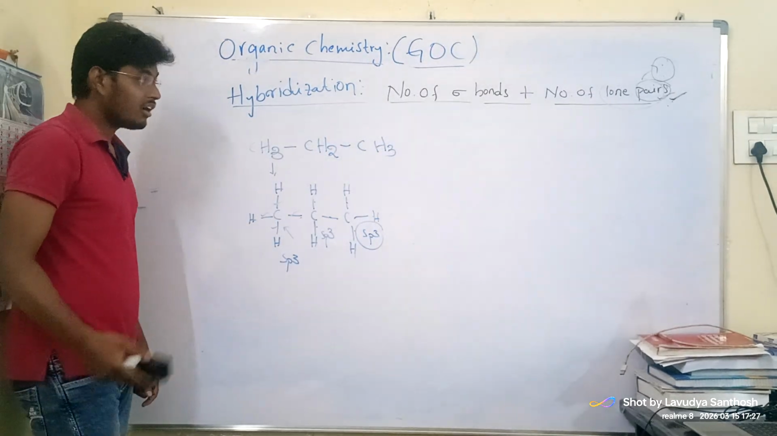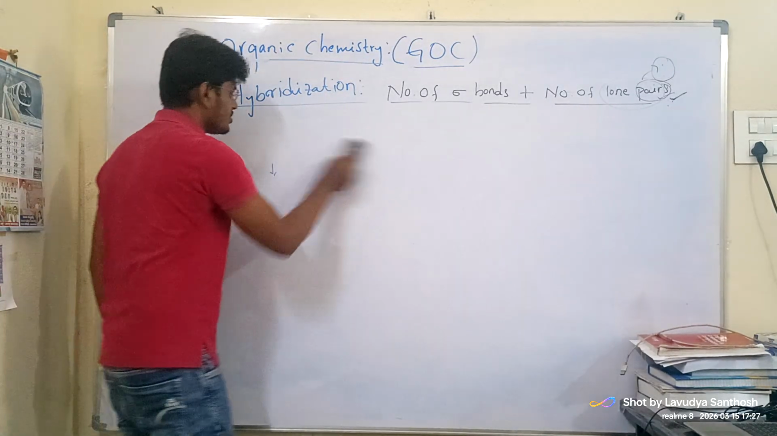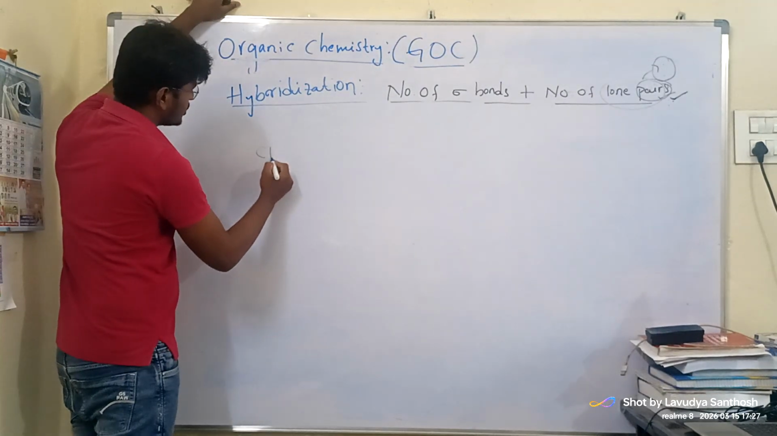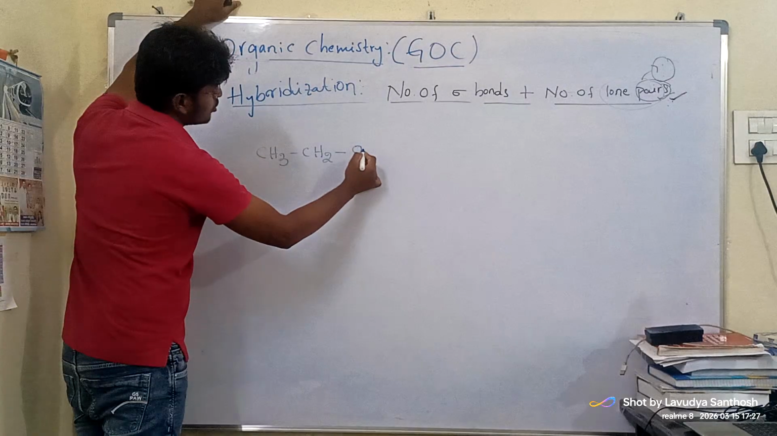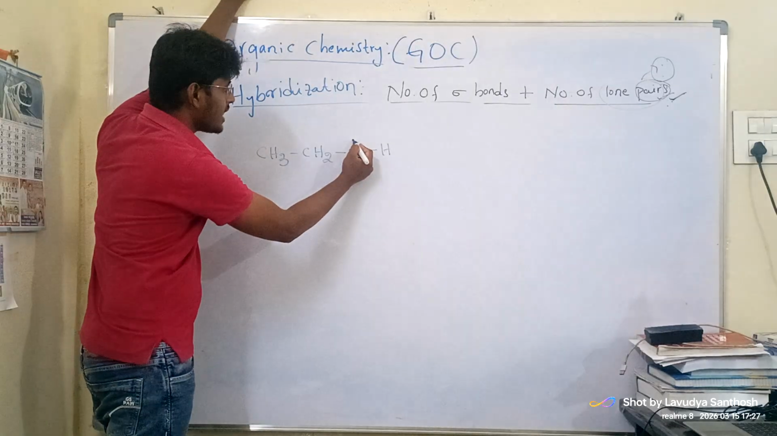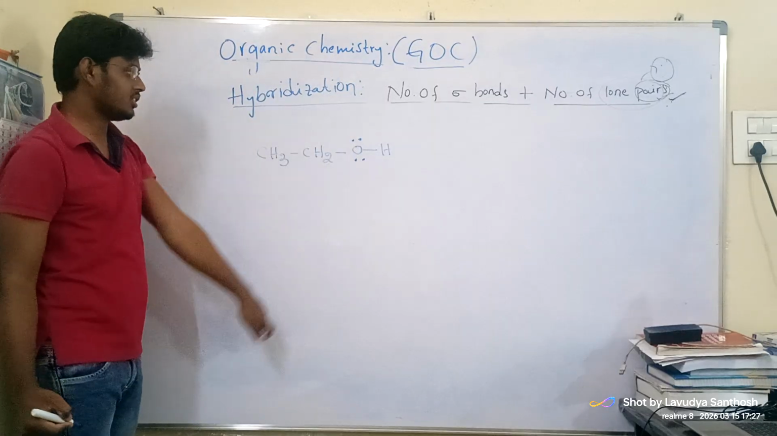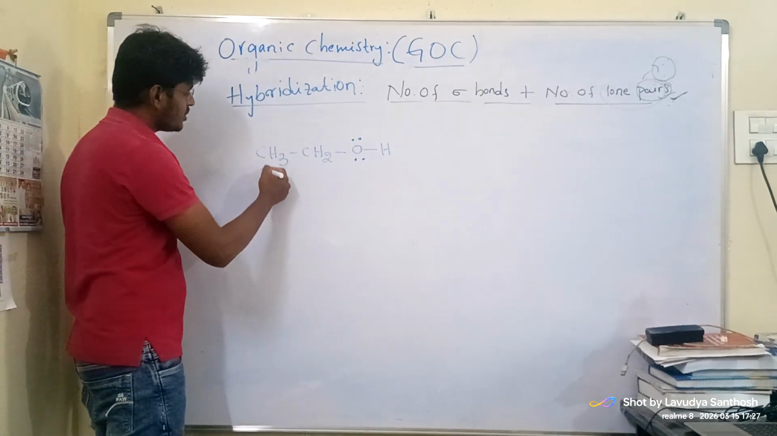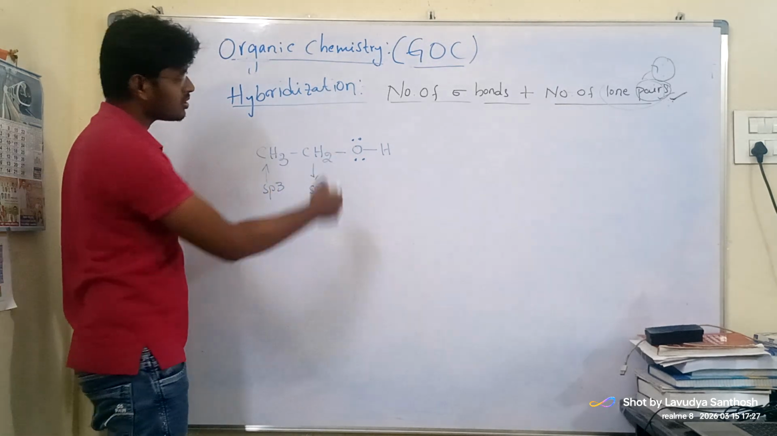Now comes the actual concept. Now you see here, CH3, CH2, OH, ethyl alcohol. Now it has lone pairs. Oxygen has how many lone pairs? Two lone pairs. Now can you identify the hybridization? As we know, this carbon is sp3, this is also sp3. Now what about oxygen?